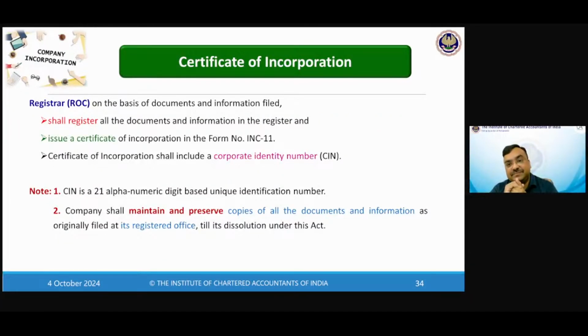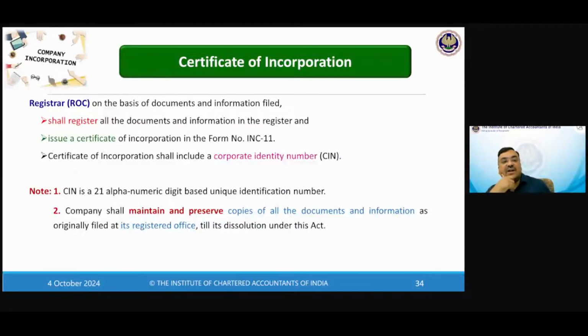Certificate of incorporation. सब कागज सबमिट कर दिए. All the documents have been submitted to ROC. Now the ball is in the court of ROC. ROC has to make the registration.